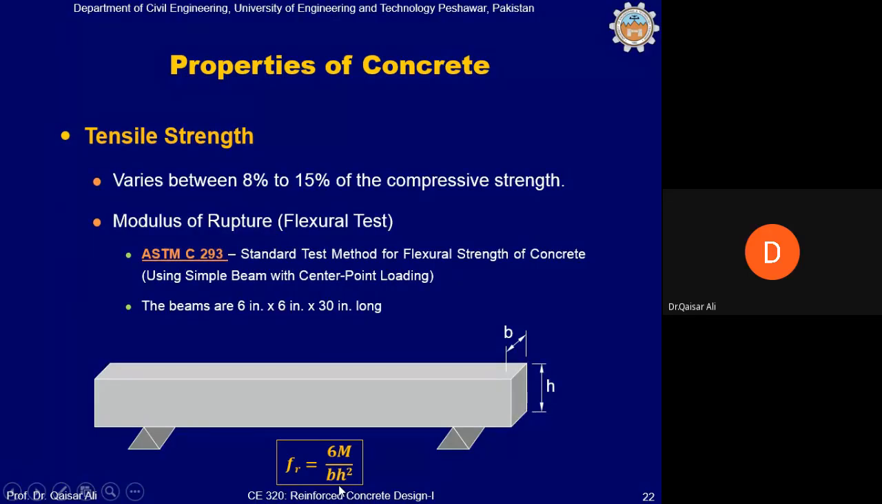This Fr is basically the maximum flexural tensile strength of concrete, determined through this test. And this maximum flexural tensile strength is also called the modulus of rupture. Modulus means measure, and rupture means failure. So this will be the measure of failure of a plain concrete beam, only concrete, no reinforcing bars. Generally speaking, the tensile strength of concrete is 8 to 15% of its compressive strength.